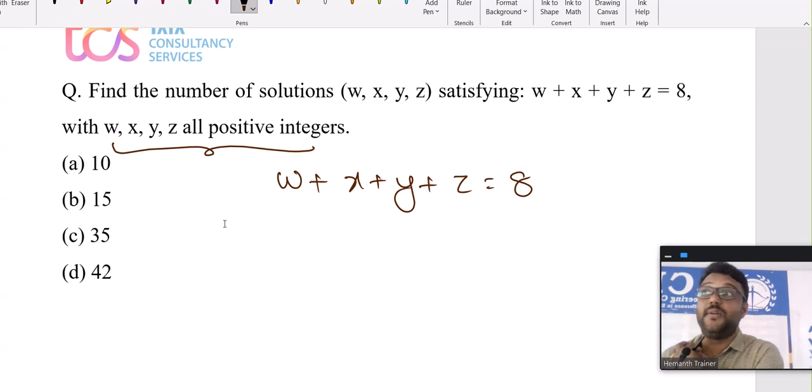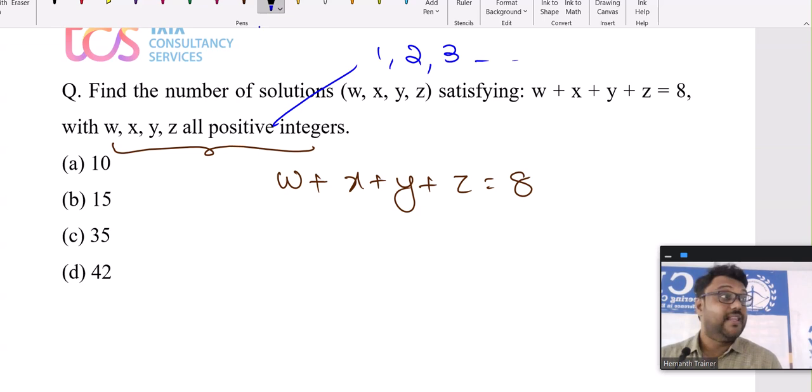All are positive integers. I want one clarity from your end. Positive integers means, is 0 allowed or not? Positive integers means where will it start? Minimum 1. Very good. 1, 2, 3. 0 is neither positive nor negative. When they say non-negative integers, you know 0 is allowed. Positive integer means 0 not allowed.